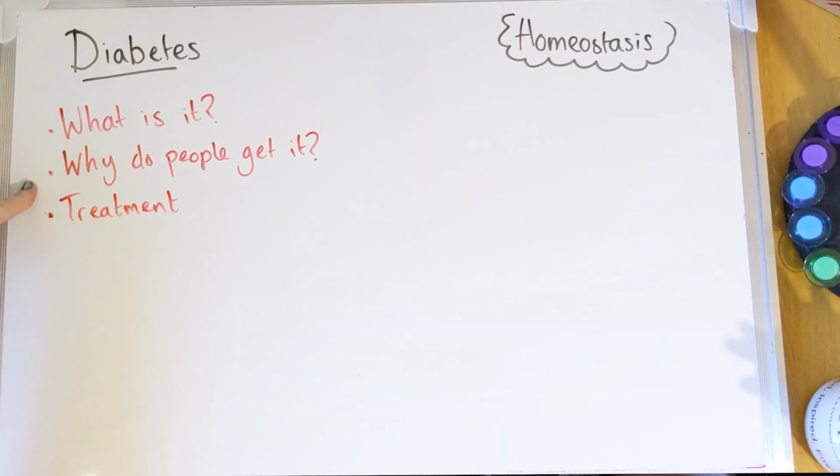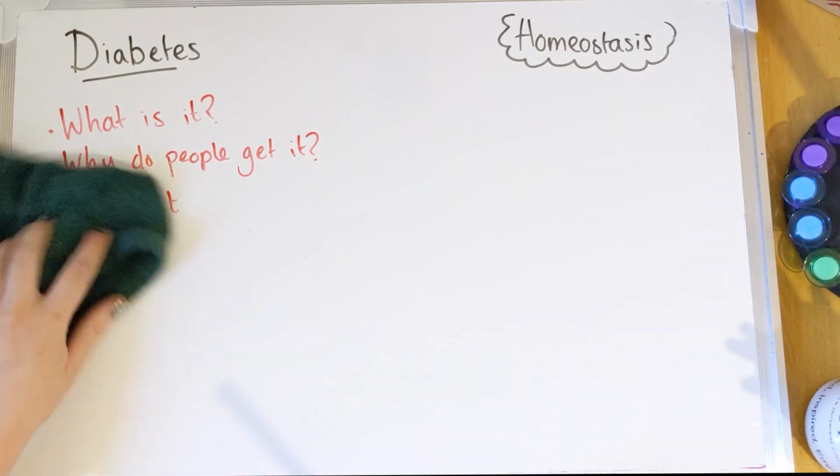Hi everyone, welcome back. Carrying on with homeostasis again and looking at diabetes. So we're going to look at what diabetes is, why people get diabetes, and the treatments of type 1 and type 2. So as always, grab some paper, grab some pens and follow along with me.